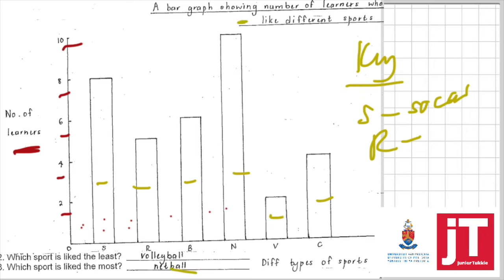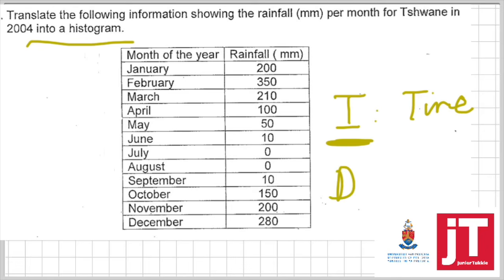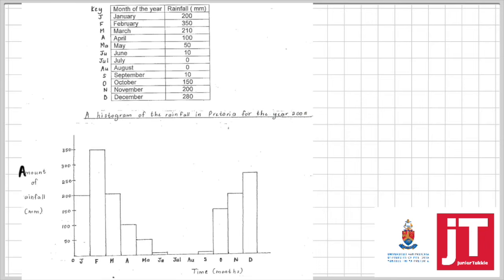Right. Easy. Right, translate the following information, showing the rainfall in millimeters per month for Tswane in 2004, into a histogram. Now, a histogram is different from a bar graph because it has no spaces. So, there we go again. Independent variable. What are you controlling? Yes, you're controlling the time. You did this experiment in a year. You could have done it over 2 months, 6 months, 24 months. And then what are you measuring? Rainfall. Right.